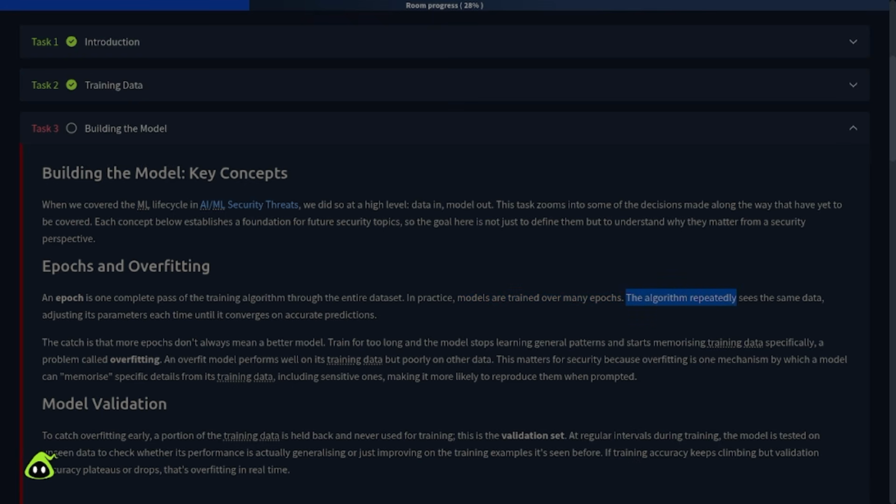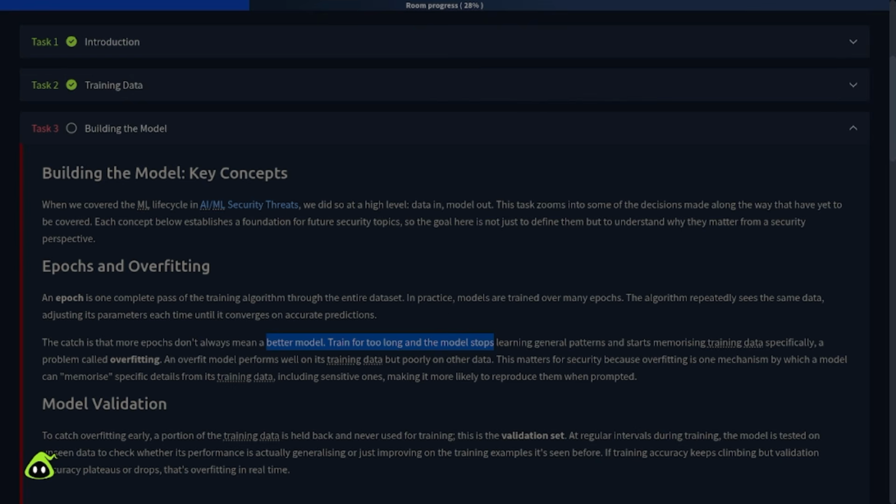Anyways, the algorithm repeatedly sees the same data, adjusting the parameters each time until it converges on the accurate prediction. Converges. Yeah, sorry if I pronounce it wrong. Anyways, the catch is that more passes don't always mean a better model.